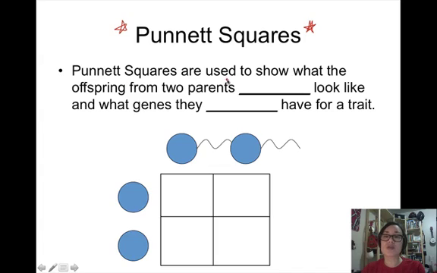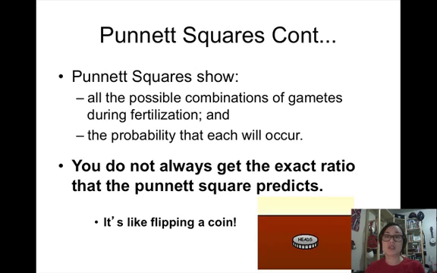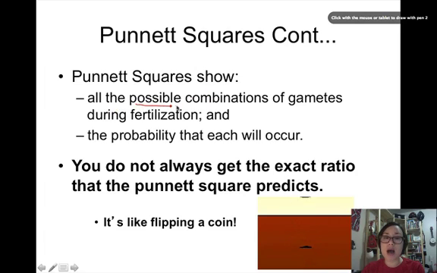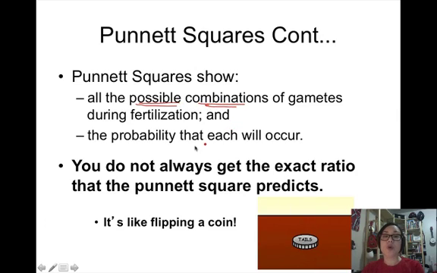So Punnett squares are used to show what the offspring from two parents could look like and what genes they could have for a trait. It's really important that we use the word could. The reason why we're focusing on the word could is because Punnett squares do not tell us what we're actually going to get. Instead, Punnett squares have the ability to show us possible combinations. So it basically tells us what the probability is that each event will happen.